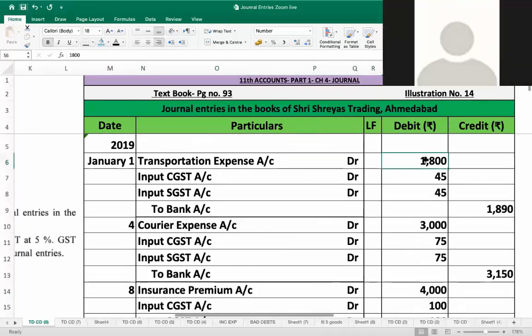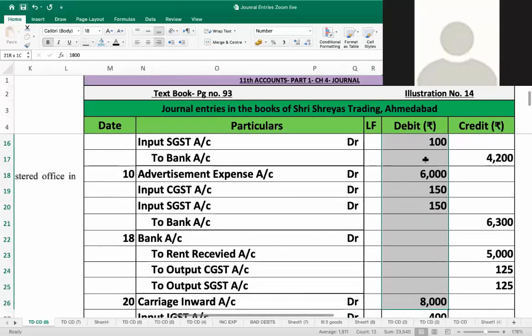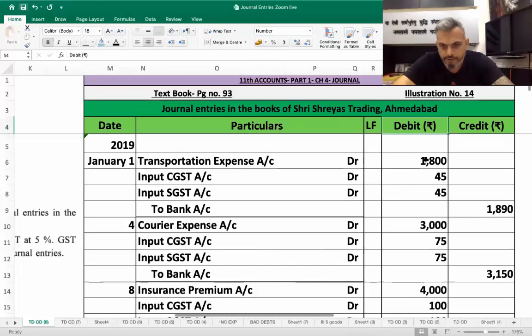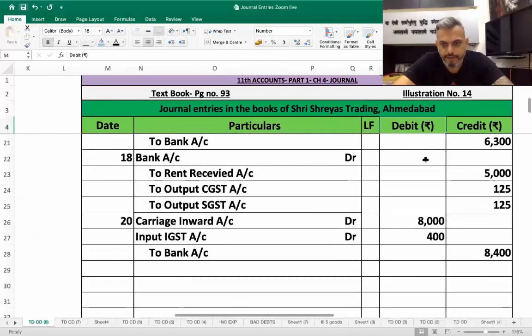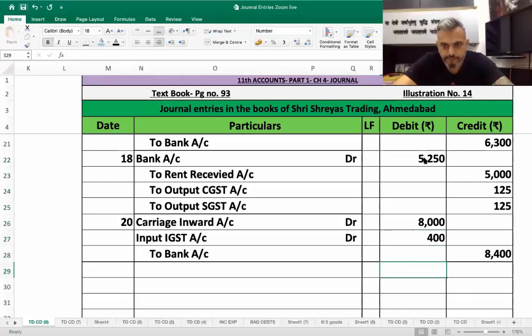In the 18th you have not written the debit. Debit amount is left. Okay. Great. Thanks for reminding. 5250. Okay. Now do the totals.